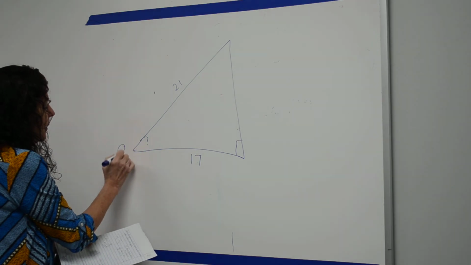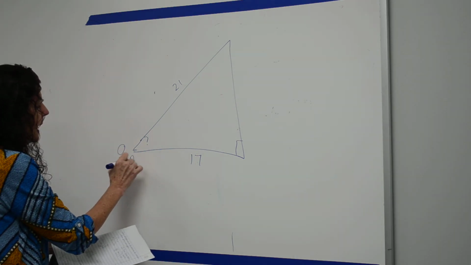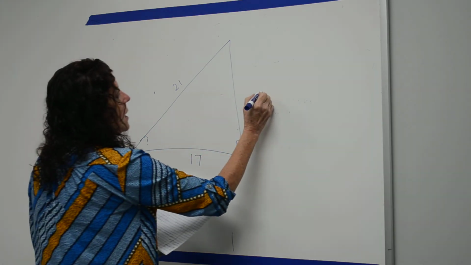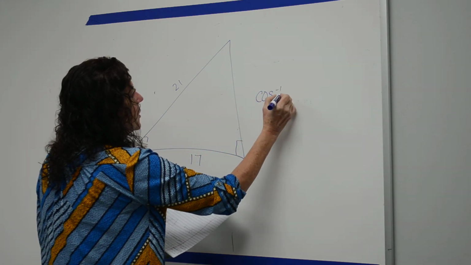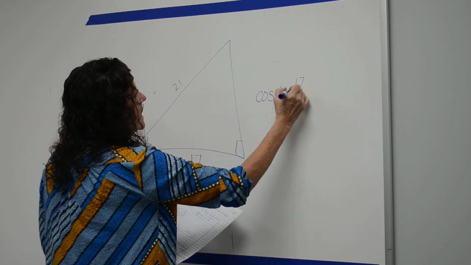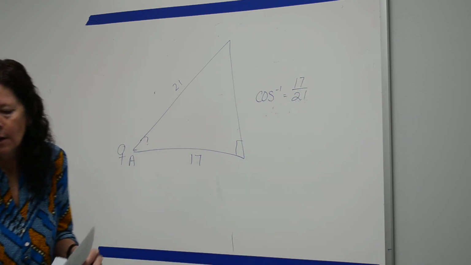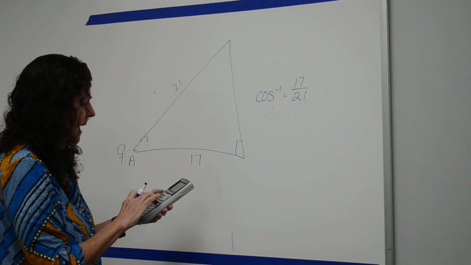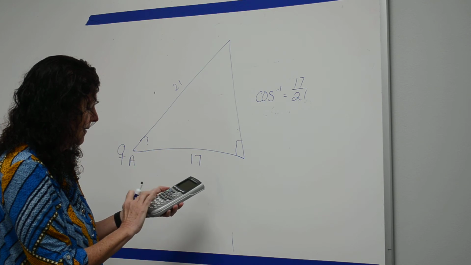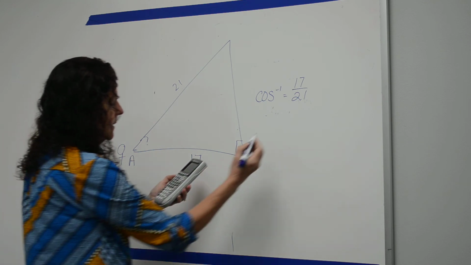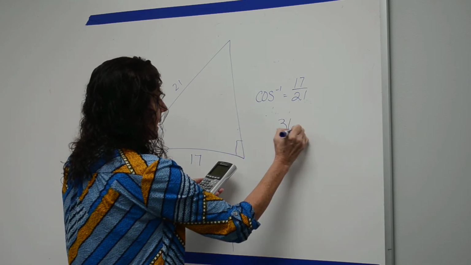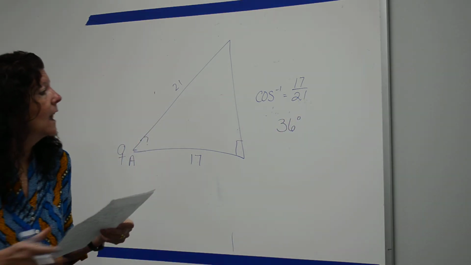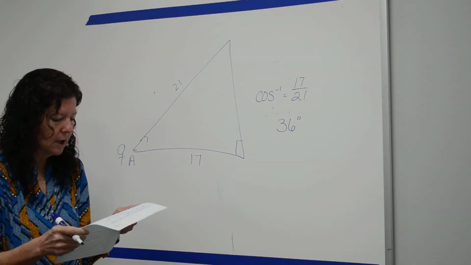If I'm standing here, we'll call that A. I know adjacent, and I know hypotenuse. That's the cosine. I'm trying to find an angle, so it's the inverse cosine of 17 over 21. So I do inverse, which is second cosine, of 17 divided by 21, and it gives me, rounded to the nearest degree, 36 degrees. Make sure that there's not a calculator issue, and make sure you can come up with that.